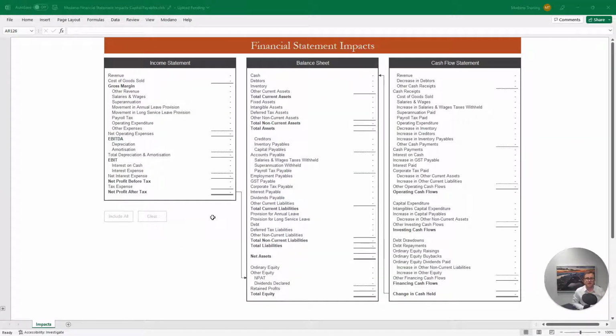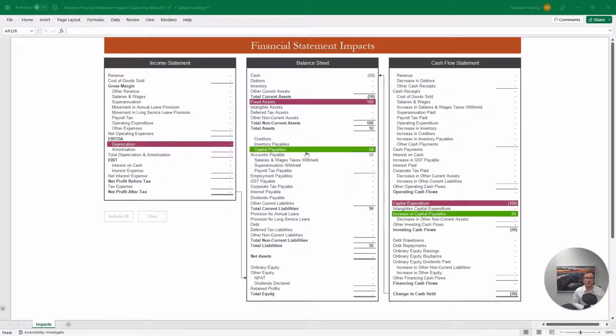When we look at the financial statement impacts of capital payables within a three-way financial model, if we assume that we had $100 of capital expenditure in a given period, if we had only paid half of this balance to our suppliers, and we still had half outstanding, we would then adjust for this with an increase in our capital payables balance within the current liability section of our balance sheet. This is matched with an increase within the investing section of our cash flow statement.